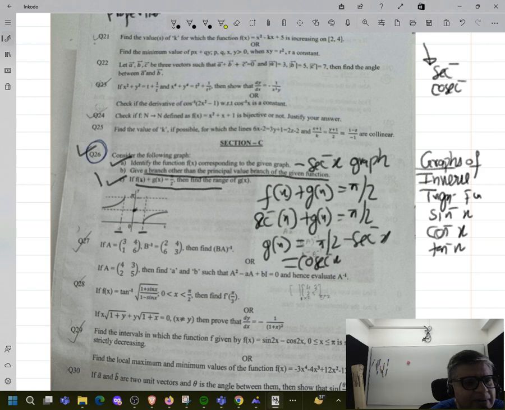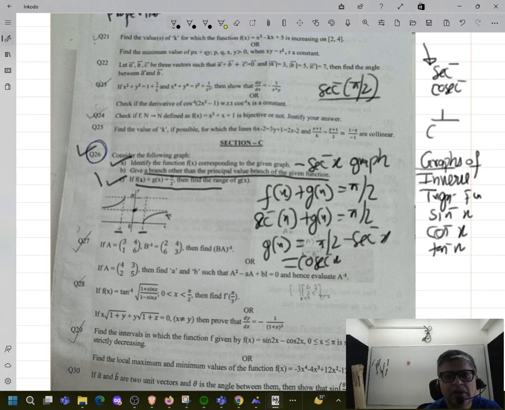This angle is pi by 2. So it is very clear that the angle approaches pi by 2 here, but never touches pi by 2. Reason: if you do secant inverse pi by 2, you won't be able to get an answer. There is no value which exists. Like 1 upon cos pi by 2 is undefined, so secant inverse pi by 2 is also undefined.